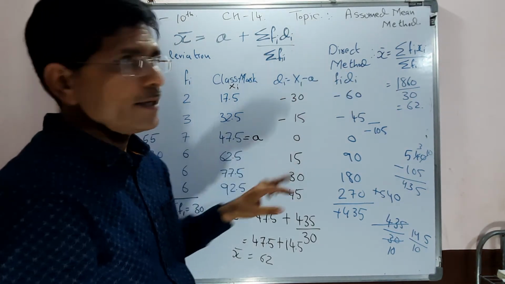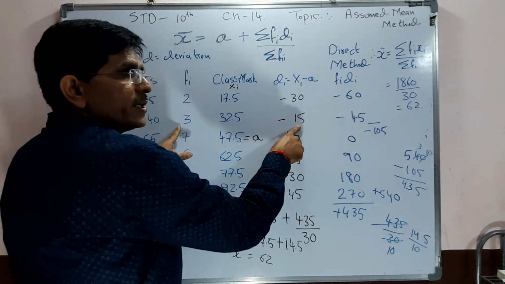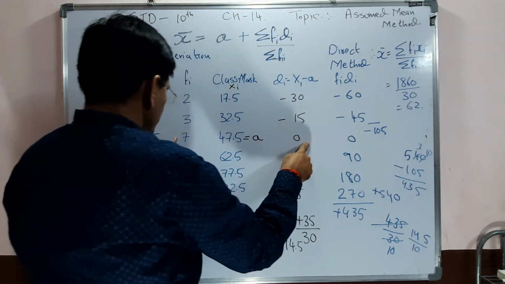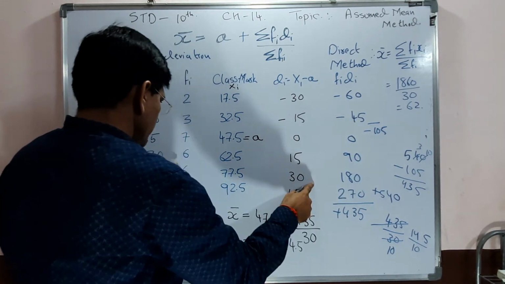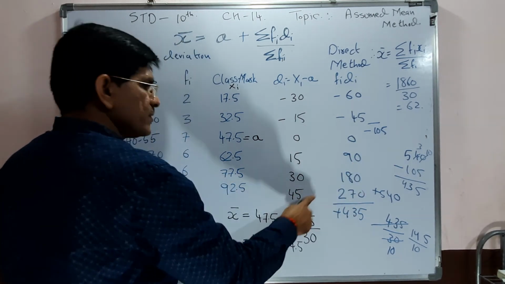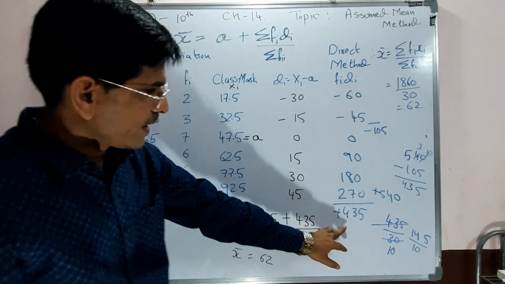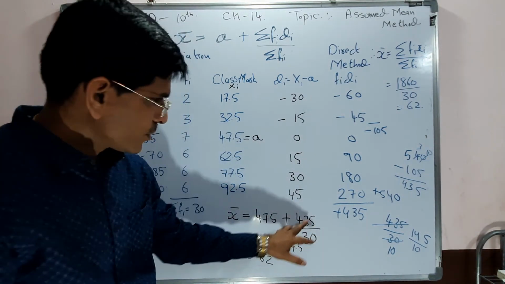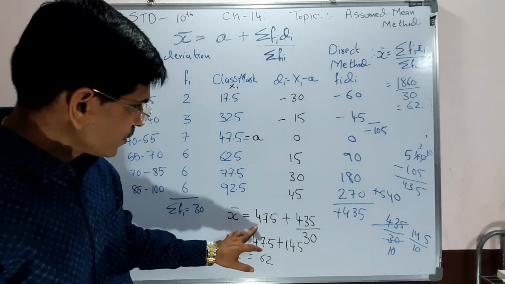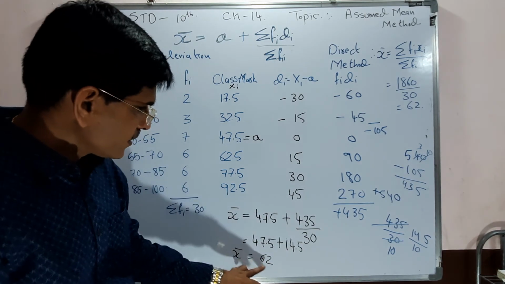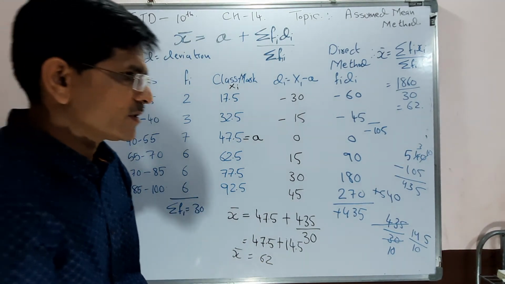Now fi di: minus 30 into 2 is minus 60, minus 15 into 3 is minus 45, 0 into 7 is 0, 15 into 6 is 90, 30 into 6 is 180, 45 into 6 is 270. If you total it, we get 435. So 435 divided by 30 gives 14.5. So 47.5 plus 14.5 is 62. So x bar is equal to 62.